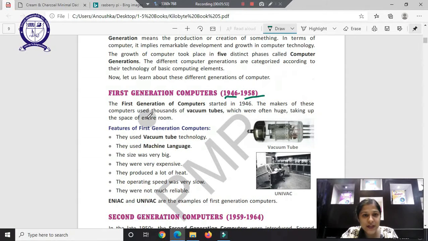The makers of these computers used thousands of vacuum tubes, which look something like this, which were often huge and took up the space of an entire room. So the earliest computers used the space of an entire room. They used machine language, the language of 0 and 1. They used vacuum tube technology. The size was very big, they were very expensive, and they produced a lot of heat. So all such things you have to learn about these machines.